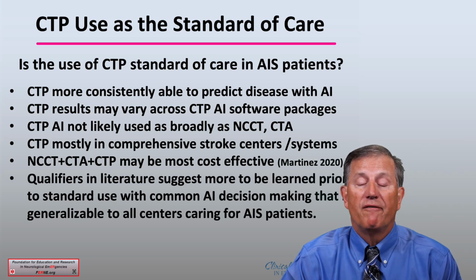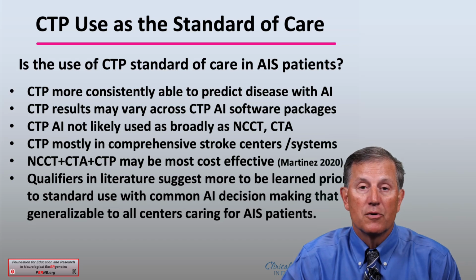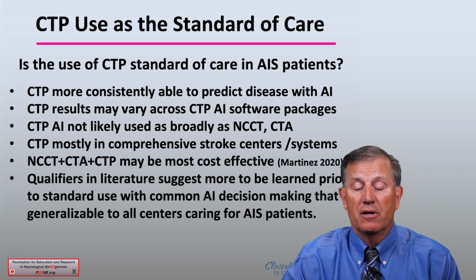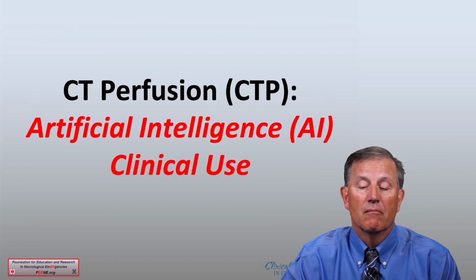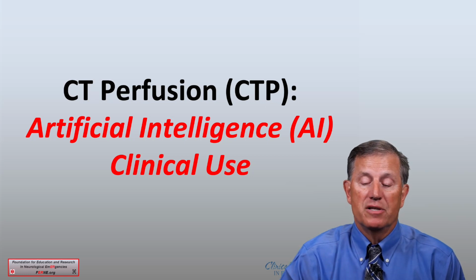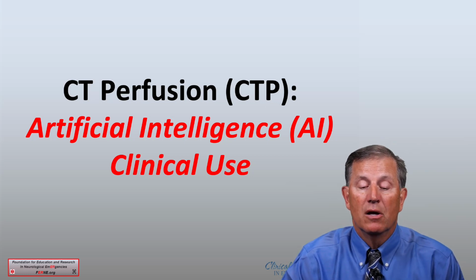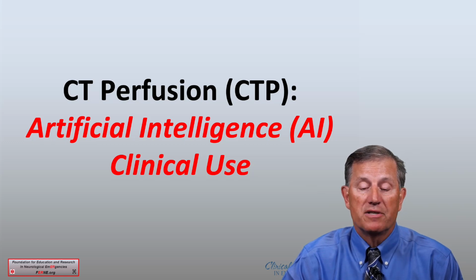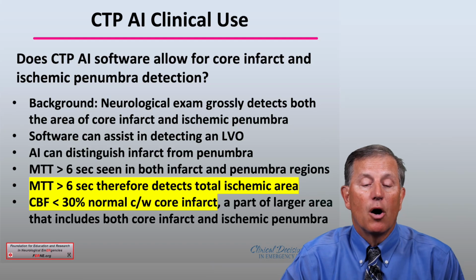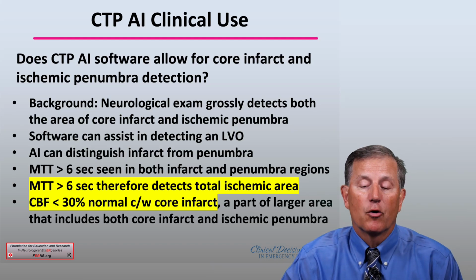And we know there are qualifiers in the literature that suggest more is to be learned prior to standardizing the use of these common AI decision-making tools so that we can generalize to all centers caring for acute ischemic stroke patients. Now, what about this artificial intelligence and its clinical use in patients with a suspected acute ischemic stroke who require a CTP? So, does this software allow for core infarct and ischemic penumbra detection?